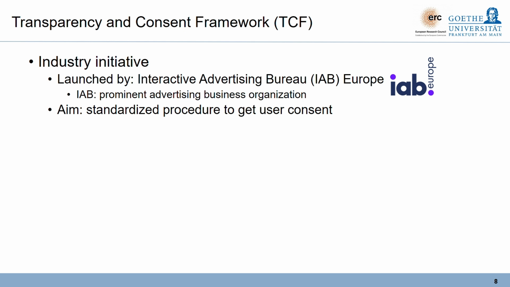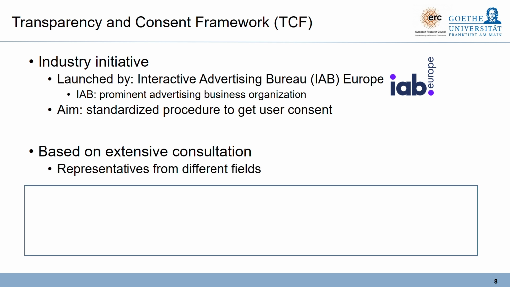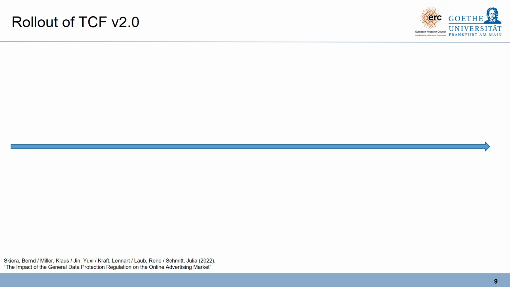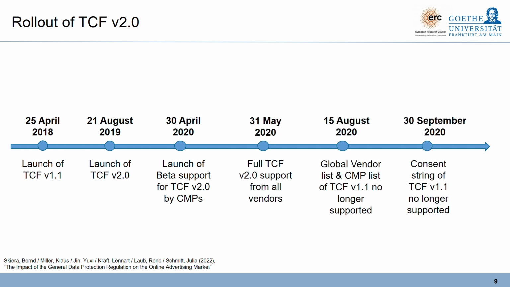The TCF was formulated based on extensive consultation with representatives from different fields in the online advertising industry, including technology vendors, Xandr, CMPs, OneTrust, and publishers, The Telegraph. The TCF kept improving itself based on feedback and comments from all parties. IAB Europe first introduced the TCF on April 25, 2018. It launched an updated version of the TCF, TCF 2.0, in August 2019. By the end of September 2020, the TCF has made a complete transfer from version 1.1 to 2.0.